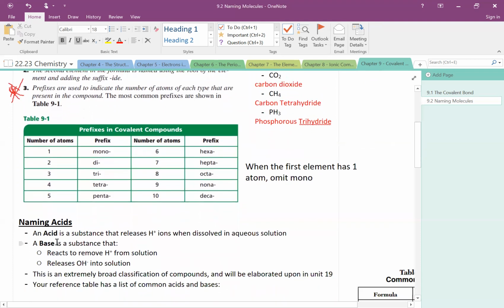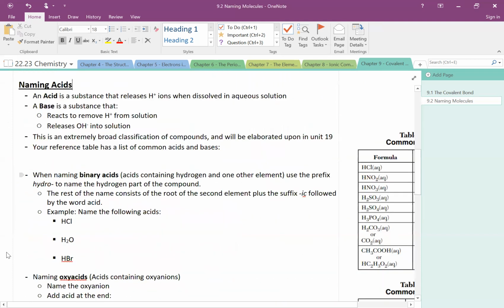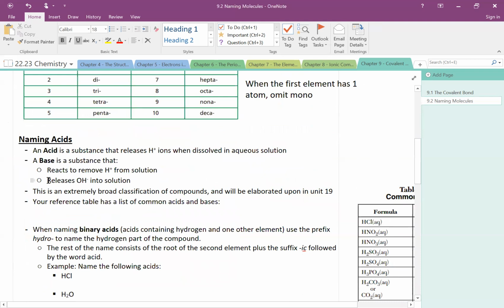All right, moving to some more complex concepts. We need to talk about how we could name acids. An acid is defined as a substance that releases H+ ions when dissolved in aqueous solution. A base is either a substance that reacts to remove that H+ from solution, or it could release OH- into solution.